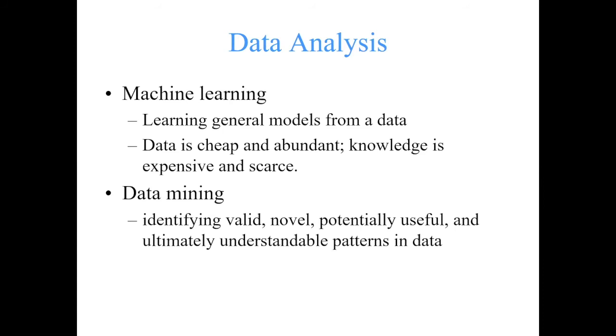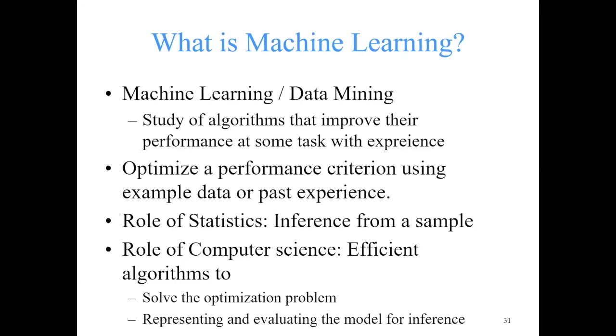This is where the role of machine learning and data mining comes in, where we identify novel and potentially useful patterns in the data, and we discover these features and try to exploit them for our objective in whatever application we have. For example, in quality control, this objective might be detecting anomalies.